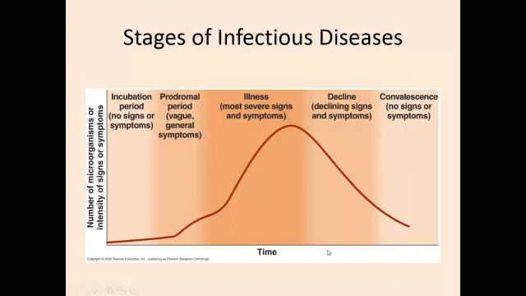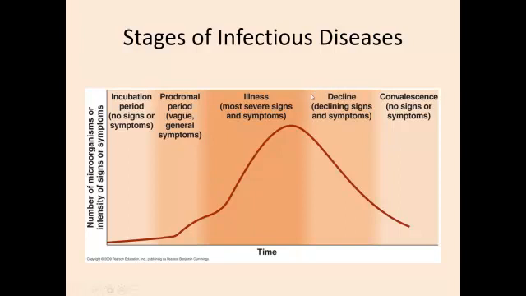So now that we've talked about how pathogens get in, how they cause disease, let's talk about the stages of infectious disease. The first stage is the incubation period. There are no signs or symptoms. Usually you've got a pathogen that gets in, it's causing infection, it's replicating, but the body hasn't noticed yet. Some diseases have what is called the prodromal period. This is vague general symptoms. You just don't feel good. You're starting to sneeze, but you're not sure whether it's a cold or hay fever.